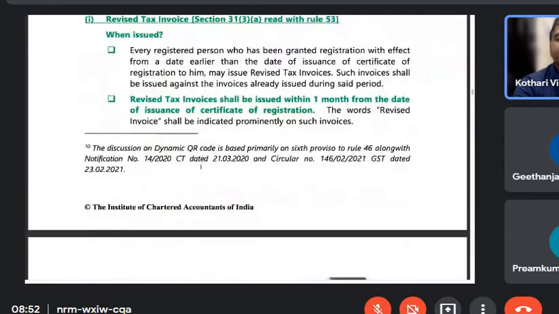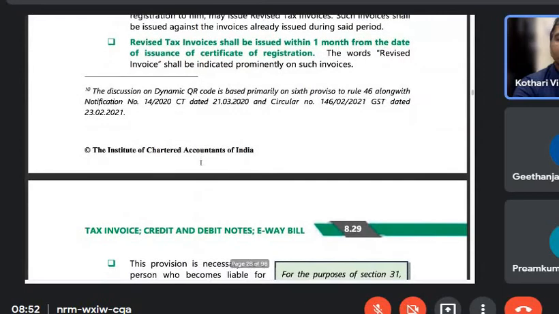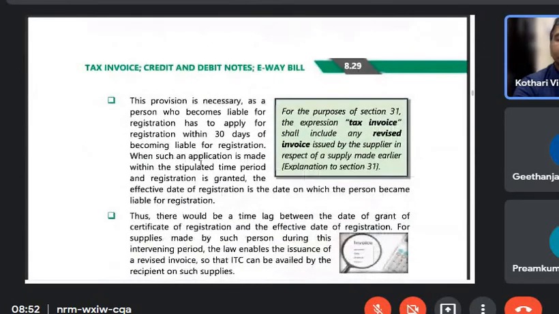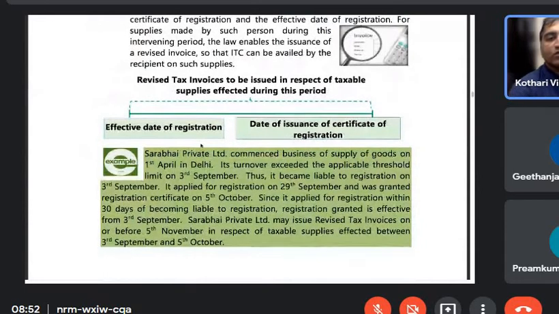Revised tax invoice, we have already seen. Tax invoice, revised tax invoice. These documents we have already seen.